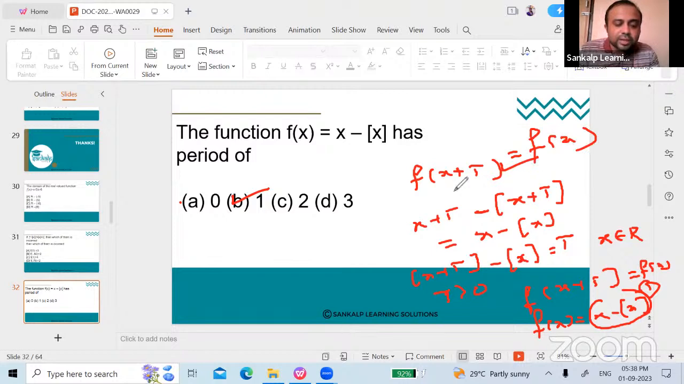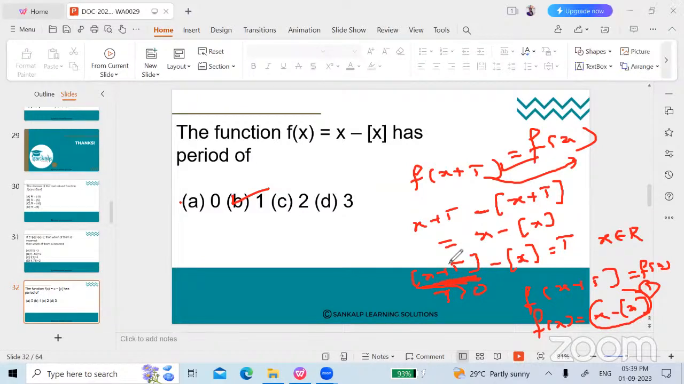So when you take f of x plus t minus f of x and transpose, then simplify, it will give the answer as 1. This statement is very important here: x plus t minus x gives t, and t is always positive, in the sense greater than 0. So when the real number t is greater than 0, it has at least one period.